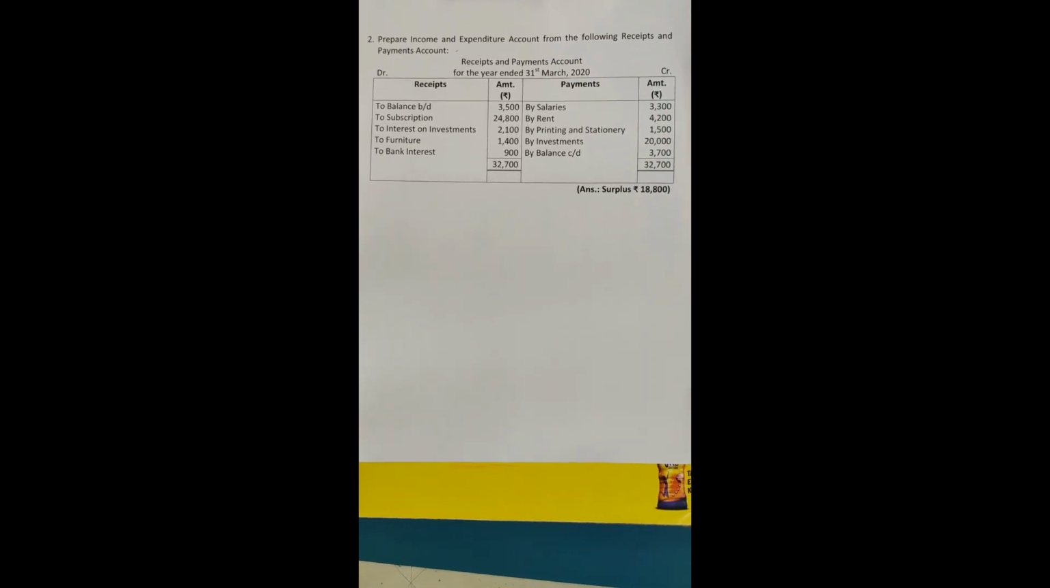This is payment of revenue nature. By rent 4,200. By printing and stationery 1,500. By investments 20,000. And By balance carried down 3,700. Investment is our asset and the closing balance of receipts and payments account is closing cash balance. This will also not be taken to the income and expenditure account. So all the items which are of revenue nature we will take to the income and expenditure account from both the sides. So let's solve it.